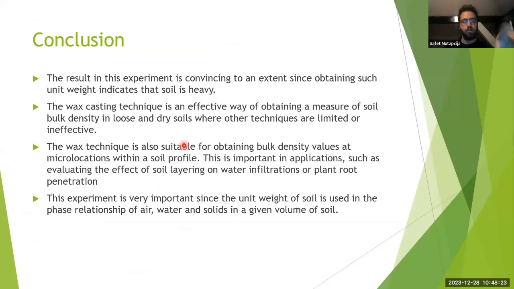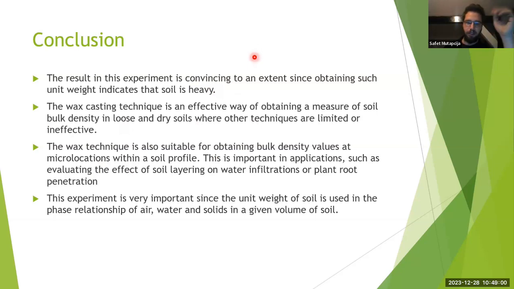That's true, because usually for the clay you're going to have around 18.5, or between 18 and 19. If you have more, you probably have a little different stuff in your soil, such as sand or gravel. The box casting technique is effective for obtaining the measurement of soil density in loose and dry soils, where the other techniques are limited or ineffective. The box technique is also suitable for obtaining density values at micro locations within the soil profiles.